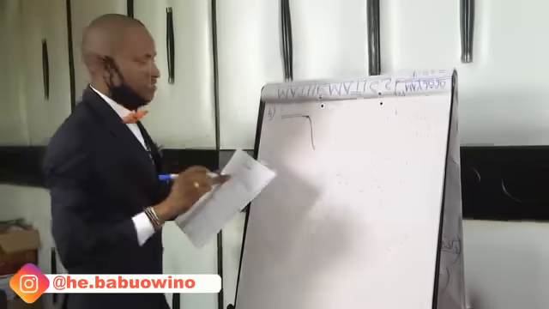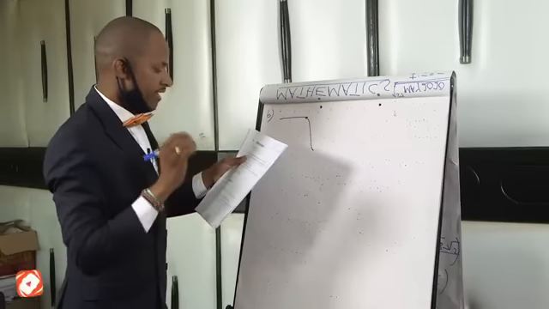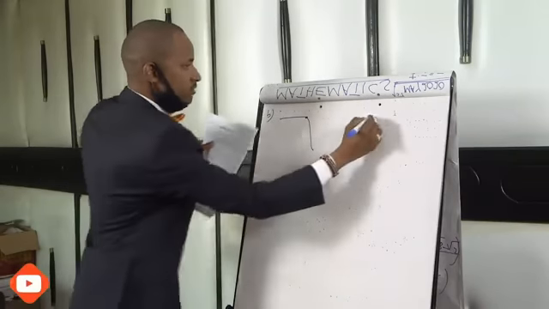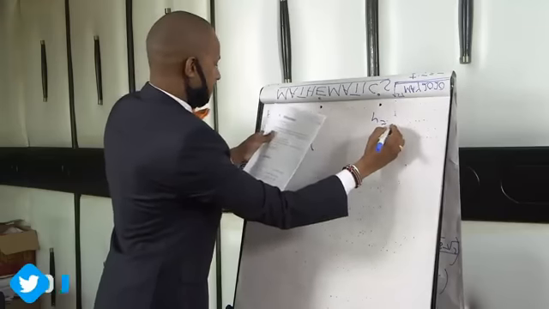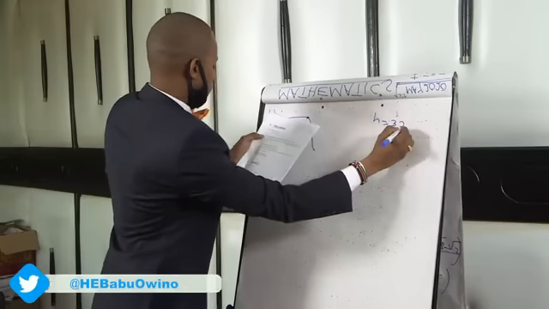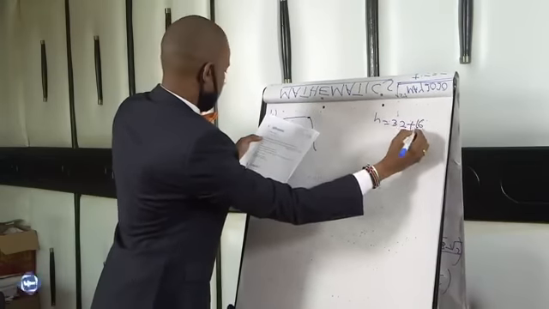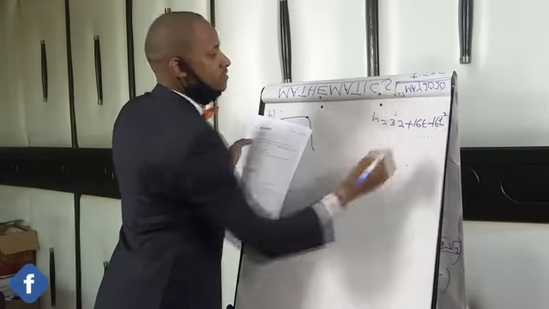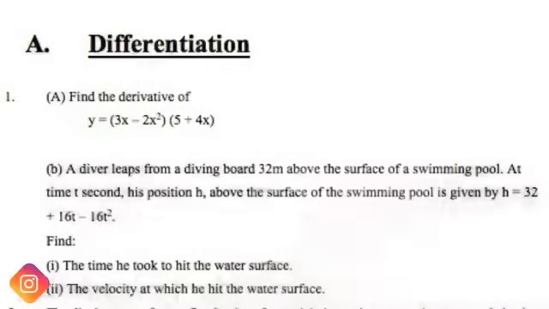His position h above the surface of the swimming pool is given by h equals 32 plus 16t minus 16t squared. Now the first part of this question wants: find the time he took to hit the surface of the water. Find the time he took to hit the water surface.